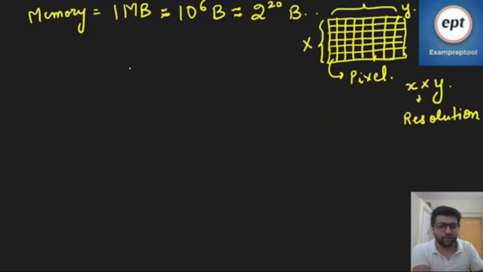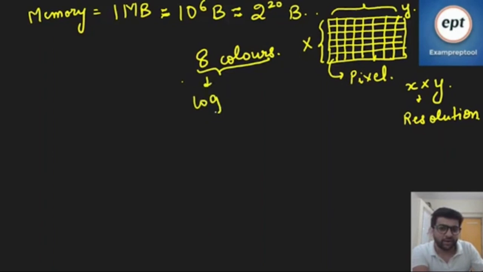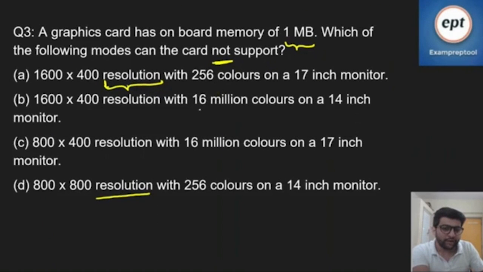So let's say if we want to support 8 colors, right? We know how many minimum bits we require to represent 8 different values. The answer is log base 2 of 8, that is 3 bits, right? So if we want to calculate how many bits are required to represent 16 million colors, it will be log base 2 of 16 million.